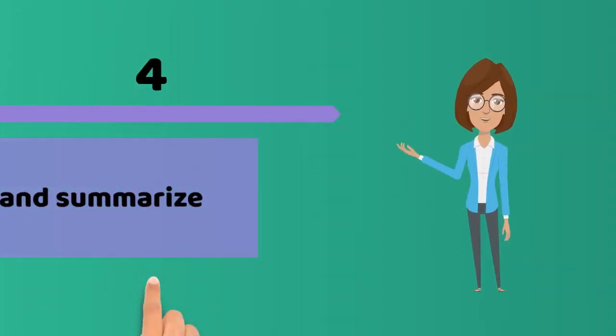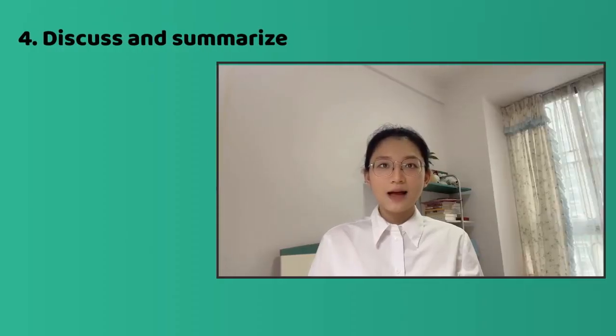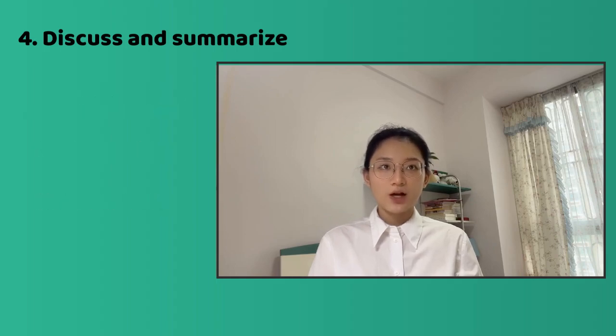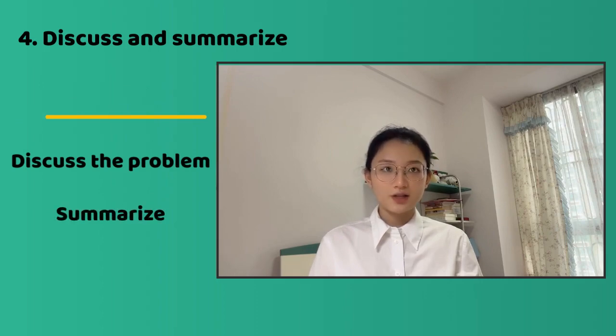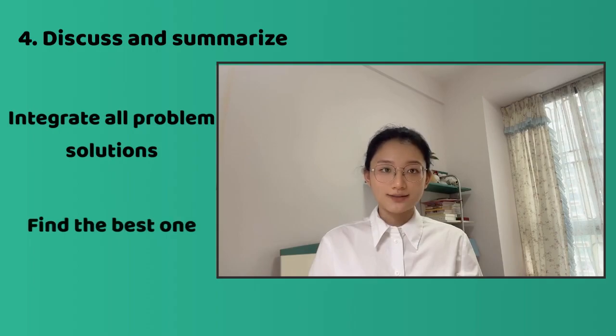The fourth step is to discuss and summarize. The goal of this step is for group members to exchange ideas and help each other. Students can discuss a problem together and summarize what they currently know about key themes. The group members can integrate all the problem solutions they come up with and find the best one.